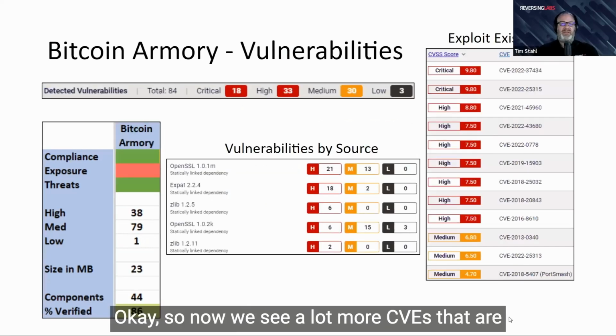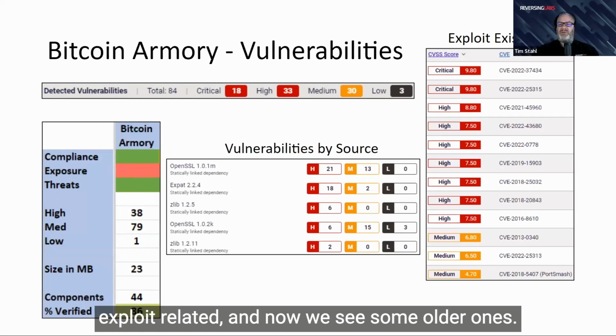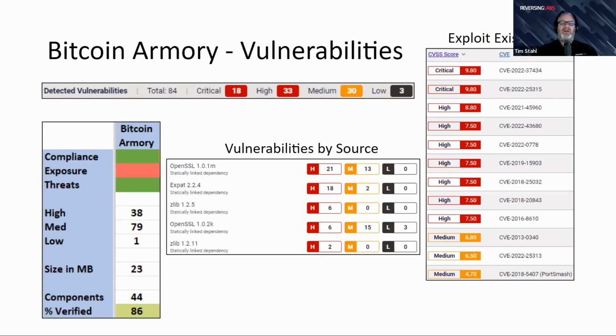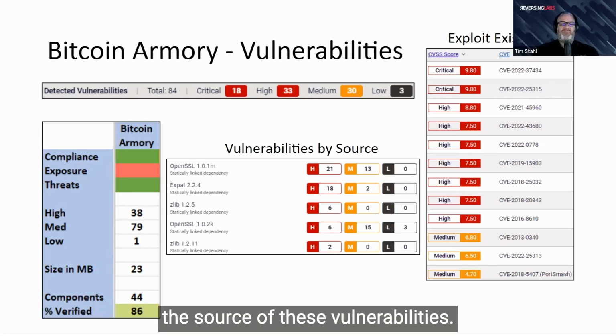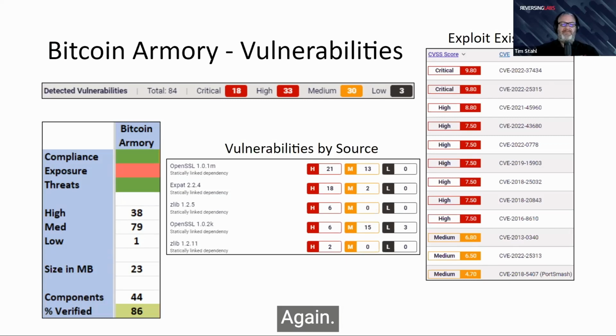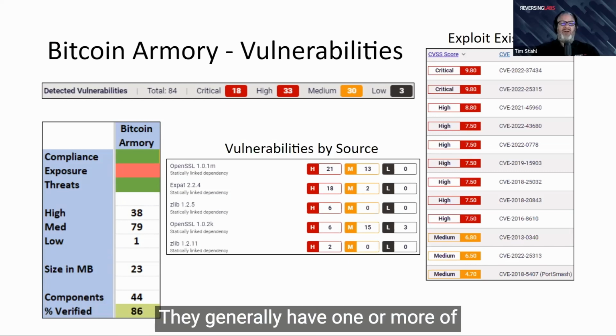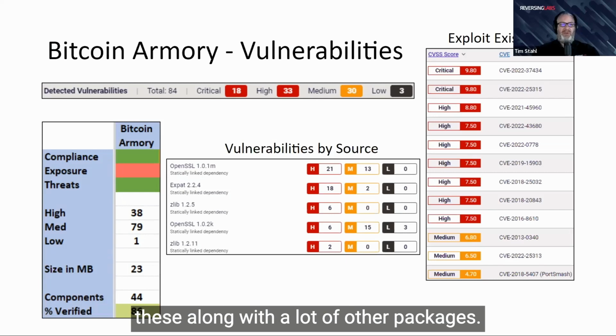Okay, so now we see a lot more CVEs that are exploit related. And now we see some older ones. We're going back to 2018. So we know we probably have aging components. In the center there, you can see the source of these vulnerabilities. Again, expat, zlib, OpenSSL. We'll see that across all of these packages. They generally have one or more of these, along with a lot of other packages.